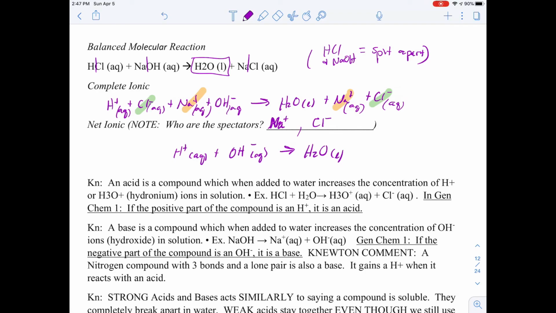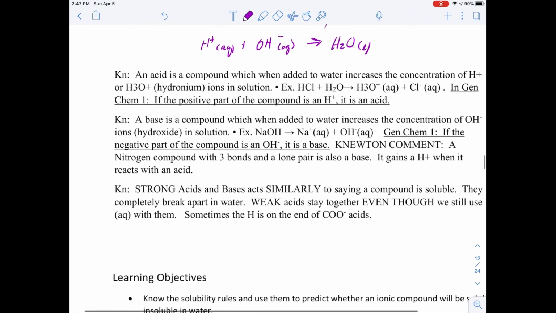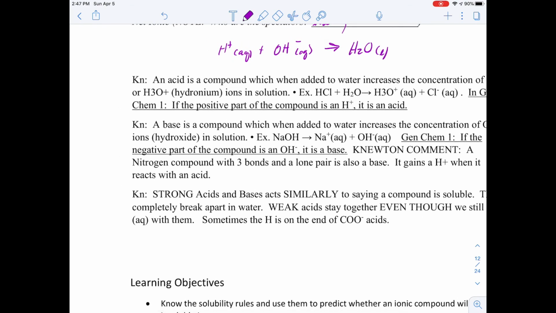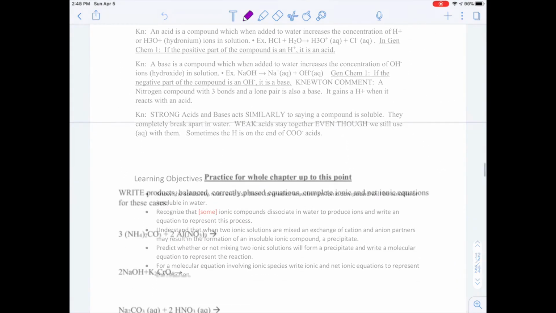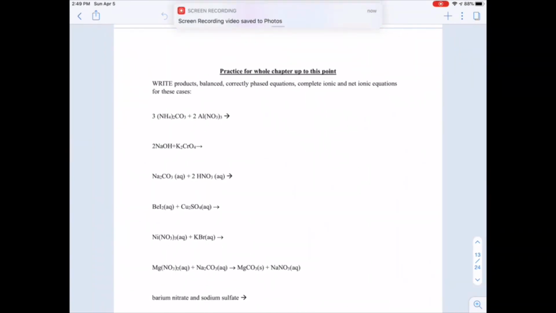In case you start getting a lot of theory questions, here's a few little Newton comments. So just, there you go, there's some Newton comments. And I just wanted to add that this next page is basically a practice for everything up to this point. I'll have the answer posted within the filled in marked up answer notes online.